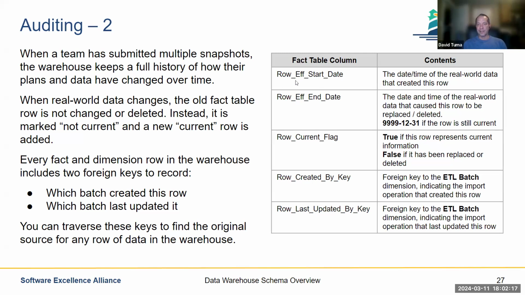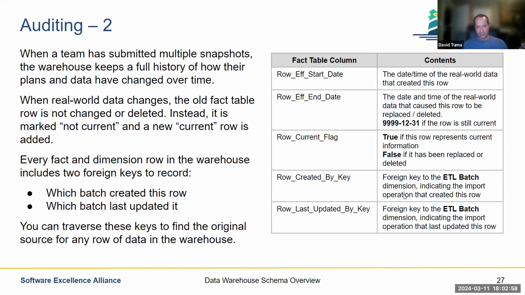And so you can see that that's done with these three columns. And every fact table row in the entire database has these columns. The effective start date shows the date time of the real world data that created this row. End date shows the date and time of the real world data that caused this row to be replaced or deleted. And if this row is still current, it's going to be a date in the year 9999, sorry. And then there's a Boolean column indicating true or false, indicating whether this row represents current data.